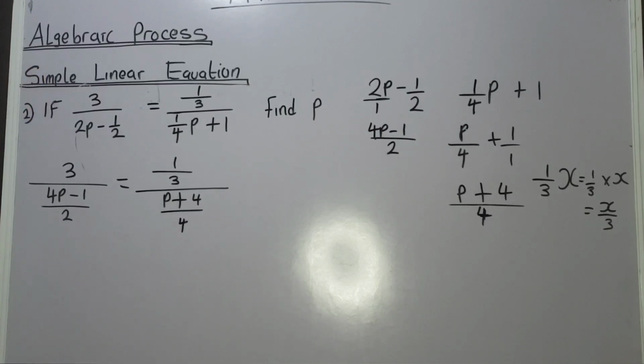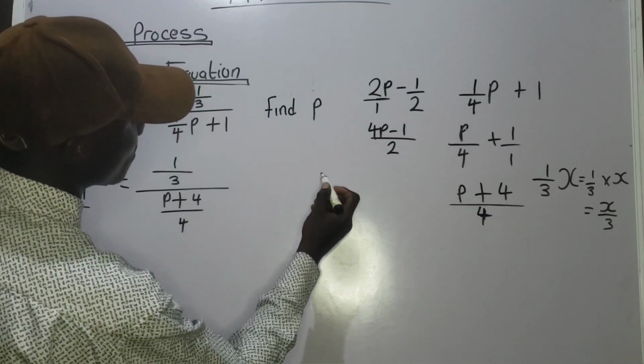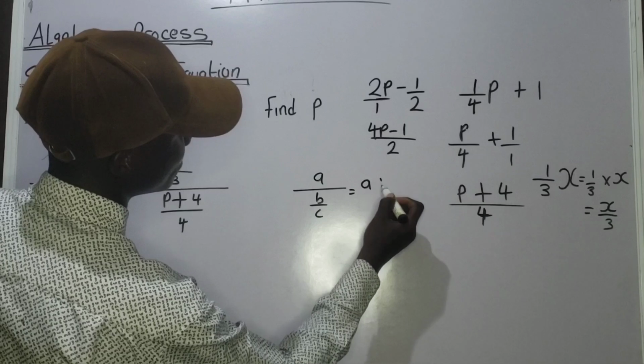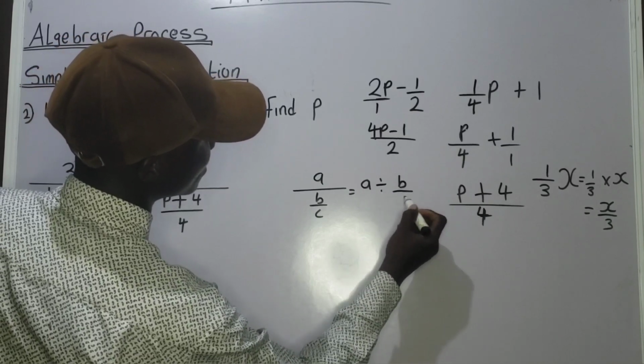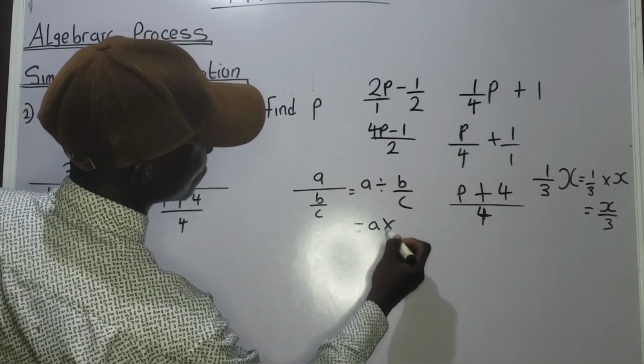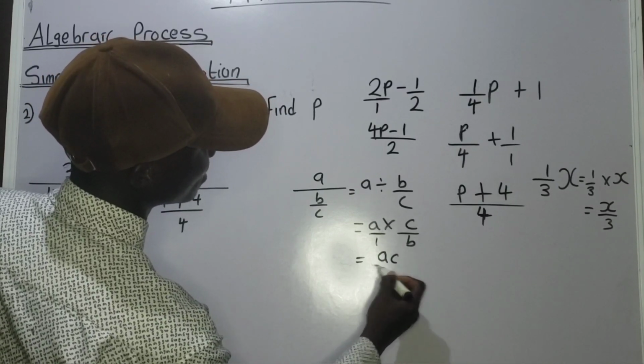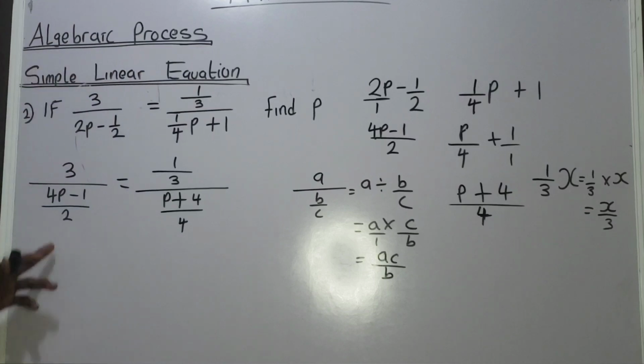Okay. Please pay attention. Now let's go back to the left hand side. In the previous question that we solved, I gave you an example that if you have, let's say, A all over B over C, this is also the same thing as A divided by B over C, and A multiplied by C over B. This over 1 is also the same thing, so that will be AC all over B. You understand?